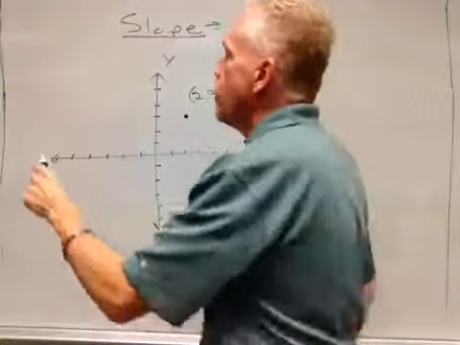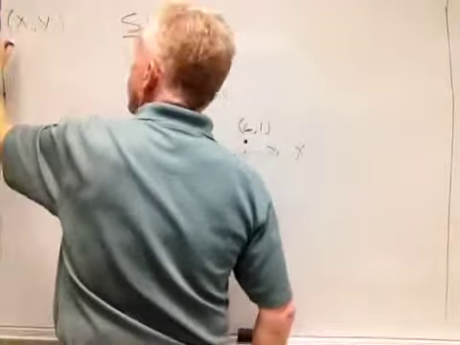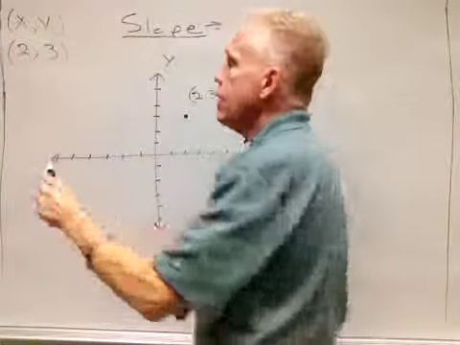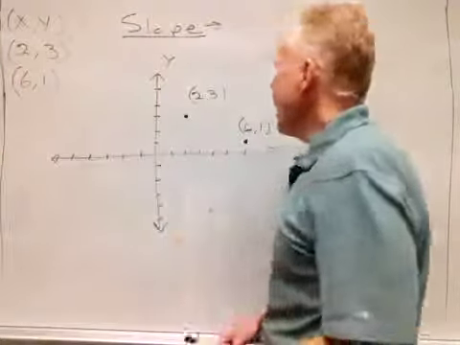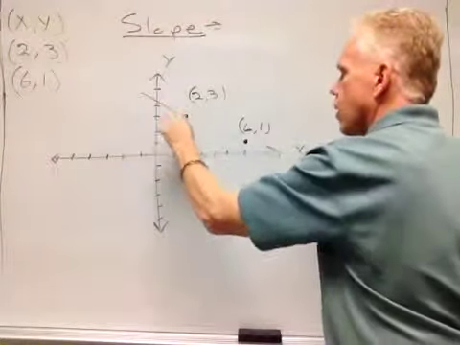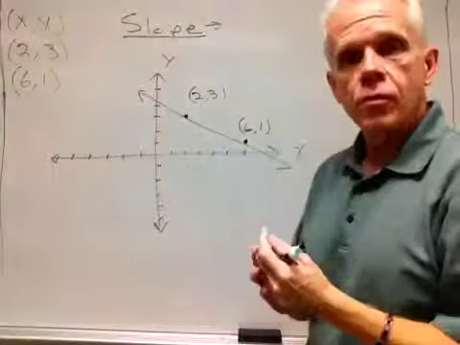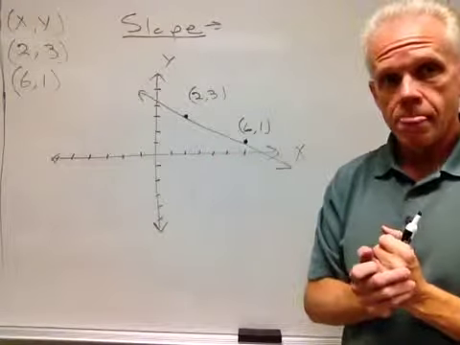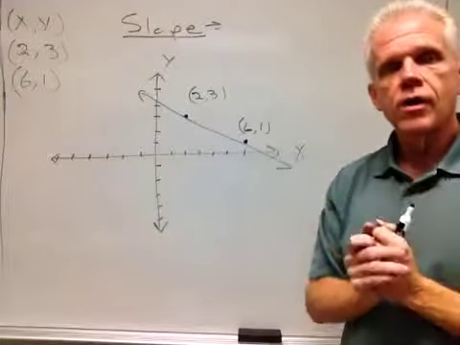So my 2 points, remember my x and my y values, were 2, 3, right? And the other was 6, 1. And so what I'm going to ask you to do, looking at this line, if you would, pause the video, count the slope, and tell me the rise and the run. Come right back when you're done, and we'll look at this. So pause and go to work.